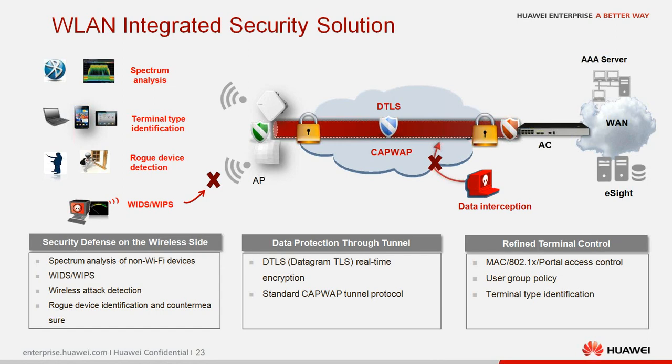And we have something very similar to what some vendors like AirDefense are doing, things like wireless intrusion detection and wireless intrusion prevention. We can have an encrypted tunnel from the device all the way to the network using what we call a CAPWAP tunnel, with real-time encryption in the tunnel.